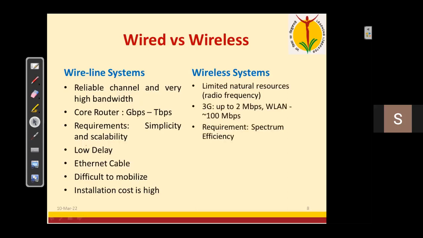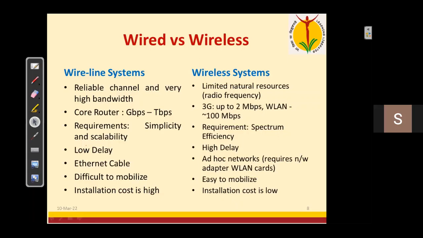But as far as the wireless system is concerned, if you have to design that, there are limited natural resources because you have to use radio frequencies. And these frequencies are allocated by an authorization body, the ITU, the International Telecommunication Union. Maybe a few decades back, you heard about the spectrum scam. It is nothing but the auctioning of the spectrum.